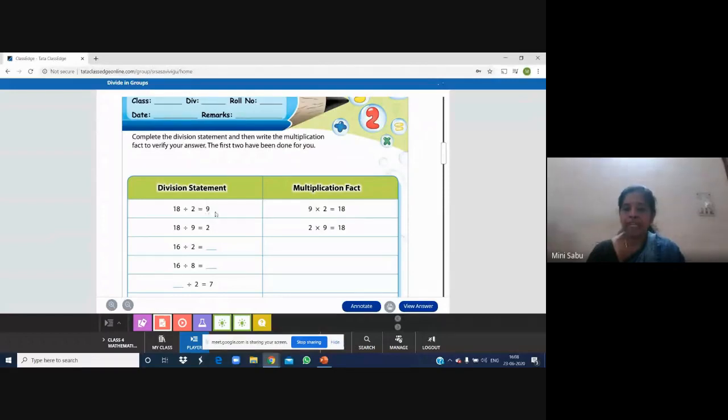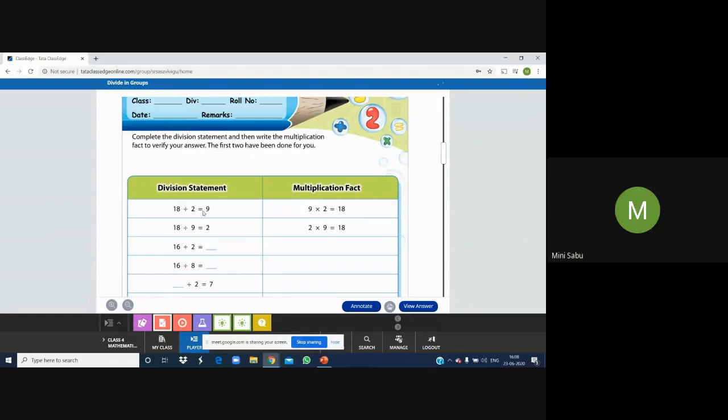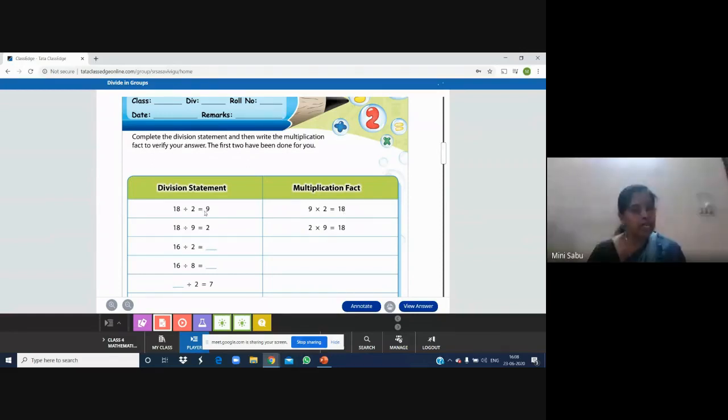Now let us see how we write the multiplication fact of this division fact. For that, you know, the opposite of division is multiplication. So to get the multiplication fact, we have to go in the reverse path. That means we have to go to the left. 9 into 2 equal to 18, or 9 2s are 18. This one, 9 2s are 18. This is the corresponding multiplication fact of this particular division statement or division fact.